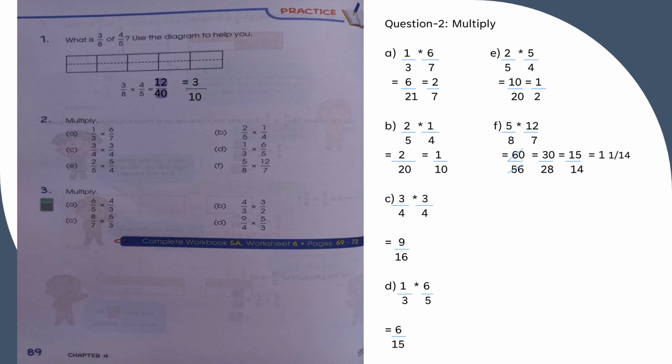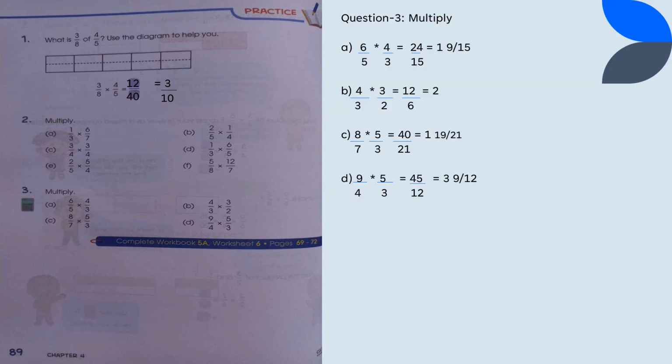Now here the numerator is greater than the denominator, so we can represent it as a mixed number by dividing 15 by 14. So 14 into 1 is 14, and we have 1 in the remainder, so we have one whole number, 1 over 14, as our answer.